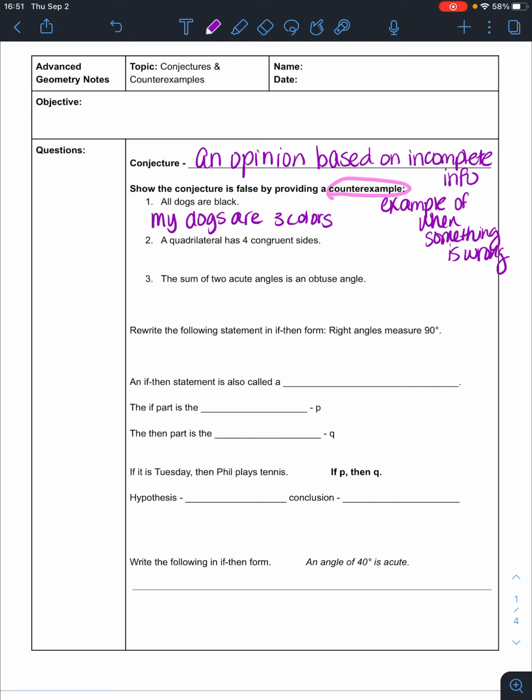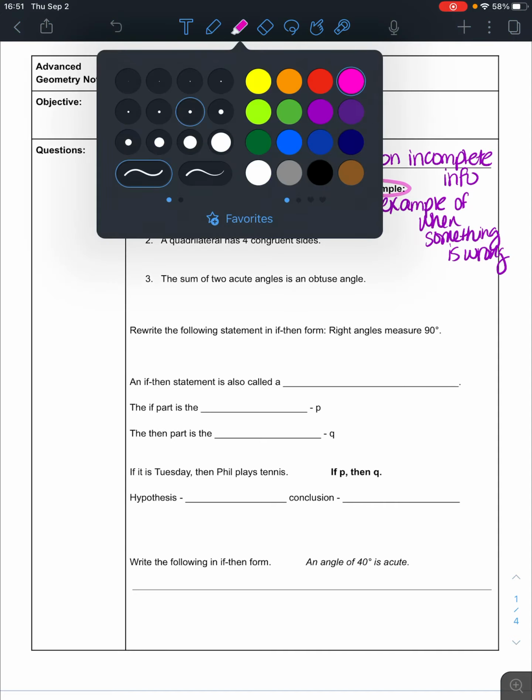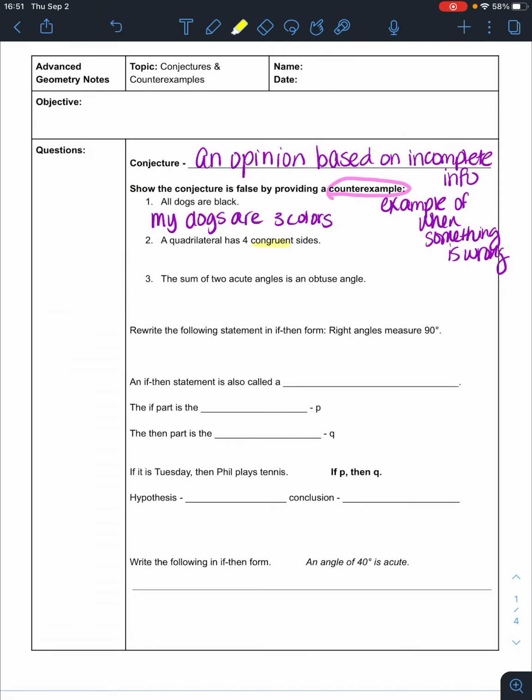A quadrilateral has four congruent sides. Somebody may say a quadrilateral has four congruent sides. Maybe they misunderstood and they thought that all quadrilaterals had to have the same side lengths. Congruent here is the problem, not the four sides. So what's an example of a quadrilateral that doesn't have four congruent sides? Maybe you can have a rectangle. You can draw a picture as a counterexample. You could use a parallelogram.